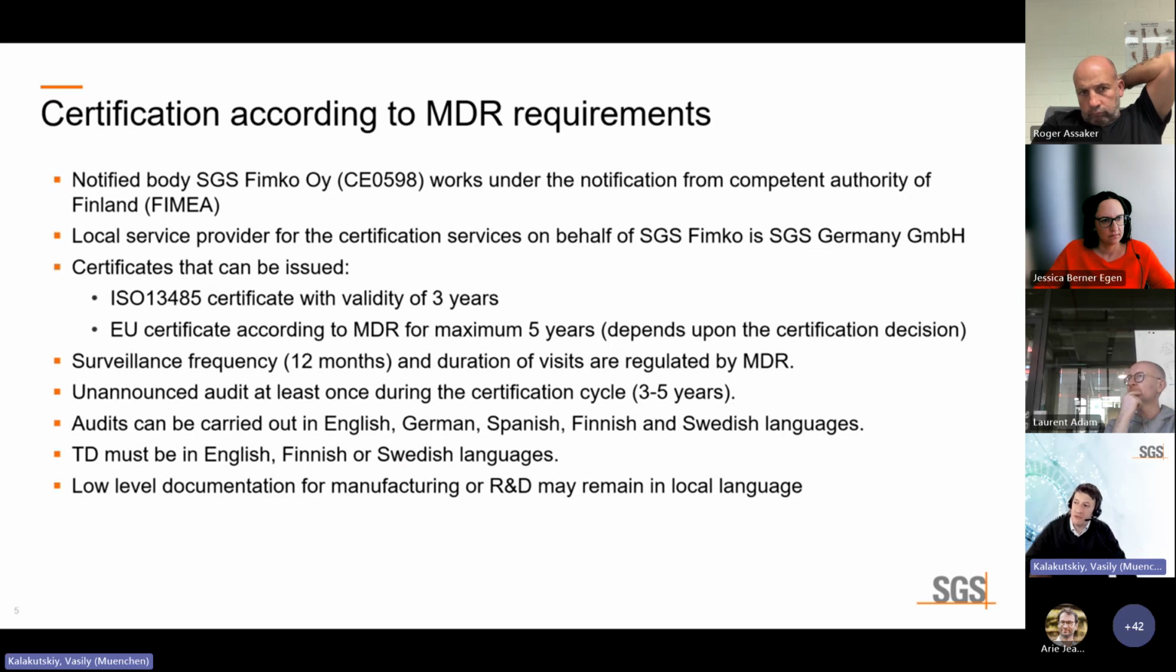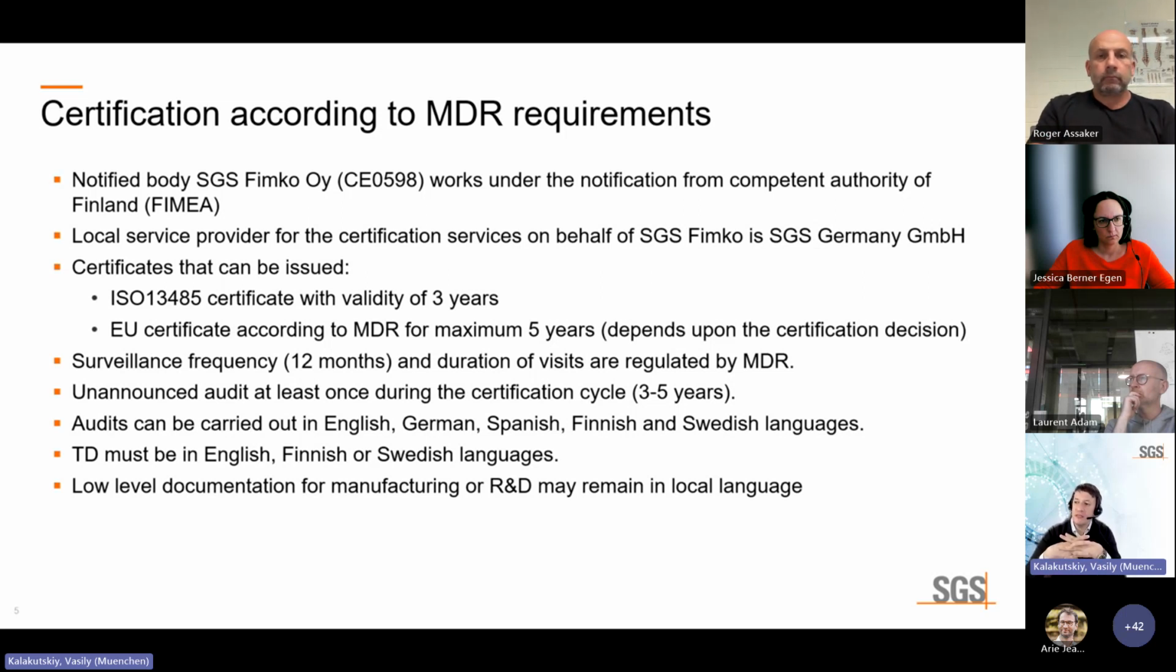The local service provider for the certification services on behalf of SGS FIMCO is SGS Germany. We have just expanded our team of auditors and assessors, and we offer these services on behalf of SGS FIMCO and together with them. Basically all auditors that are on the way to the customers are employed by SGS FIMCO, and by SGS Germany there is also a main working contract.